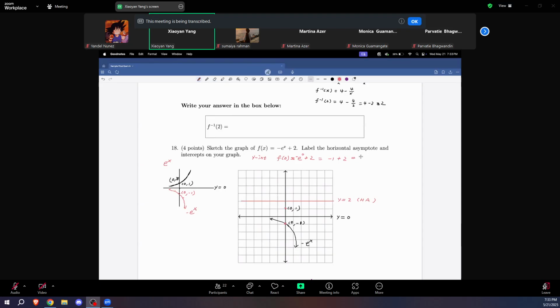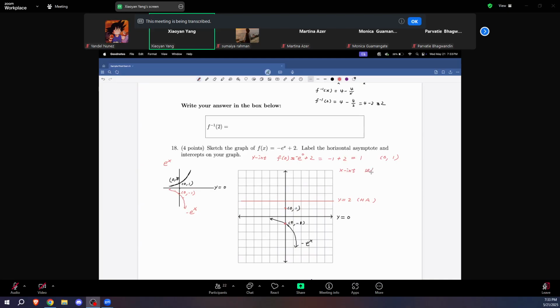This is another way you can solve it without doing shifting. Another way, just solve it, okay? You can find it. So we have (0, 1). What about the x-intercept? Another way, just going shifting.